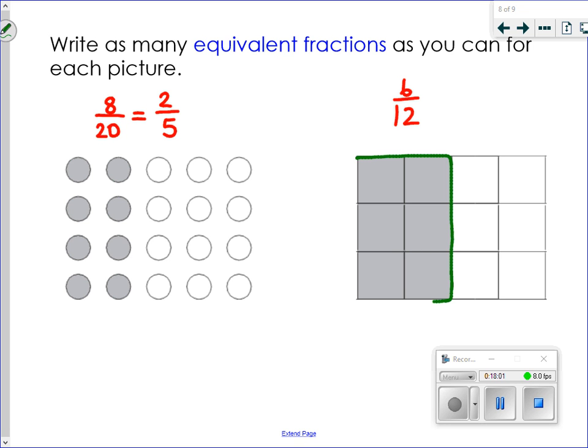Well, that's 2 equal groups. And one of my 2 equal groups is shaded. In other words, 1/2. One of my 2 equal groups, 1/2, is shaded.